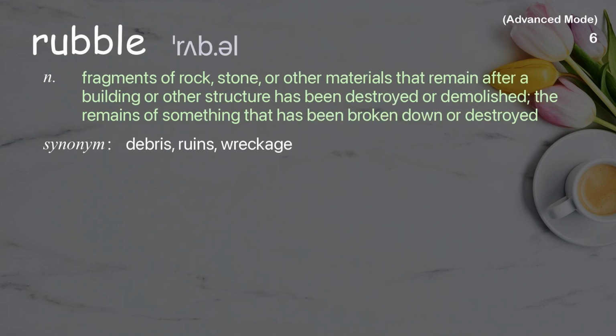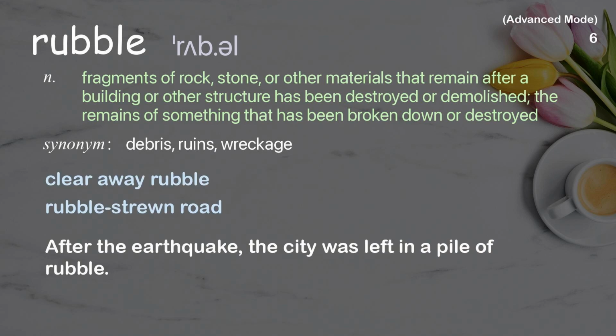Rubble. Fragments of rock, stone, or other materials that remain after a building or other structure has been destroyed or demolished. The remains of something that has been broken down or destroyed. Examples: Clear away rubble. Rubble-strewn road. After the earthquake, the city was left in a pile of rubble.